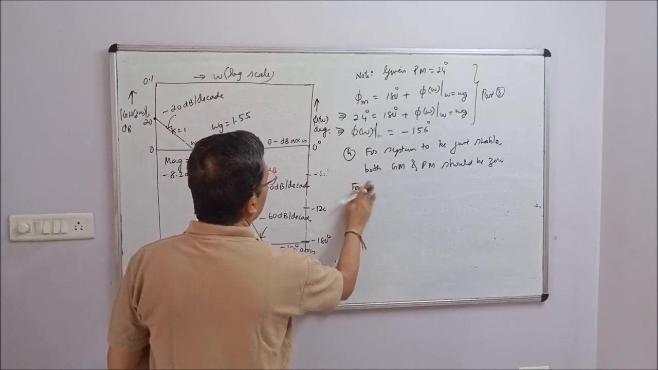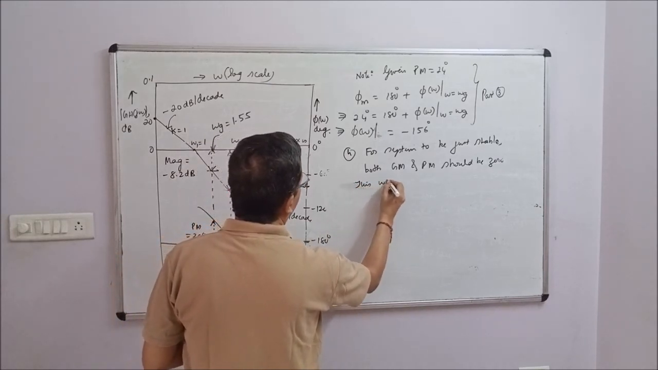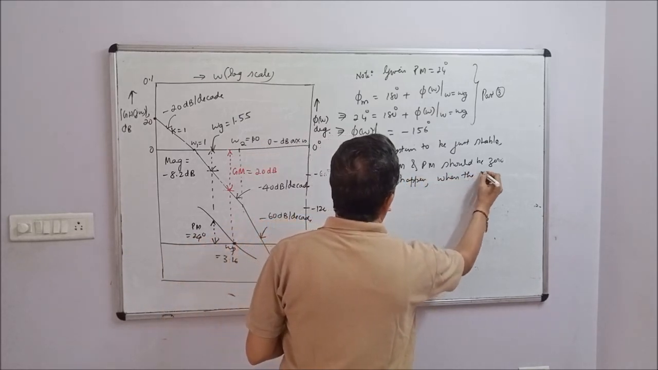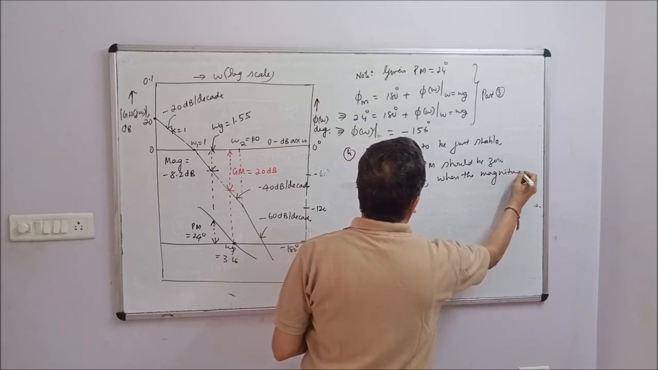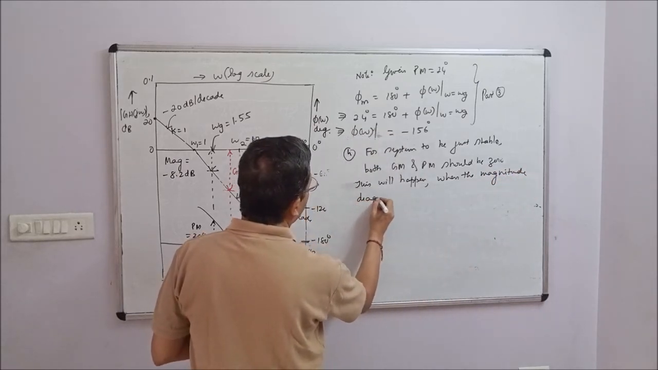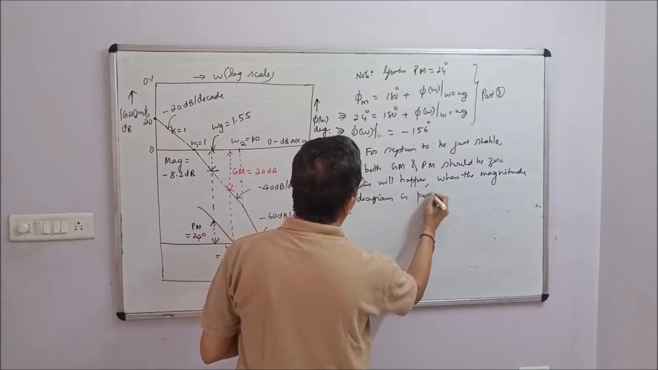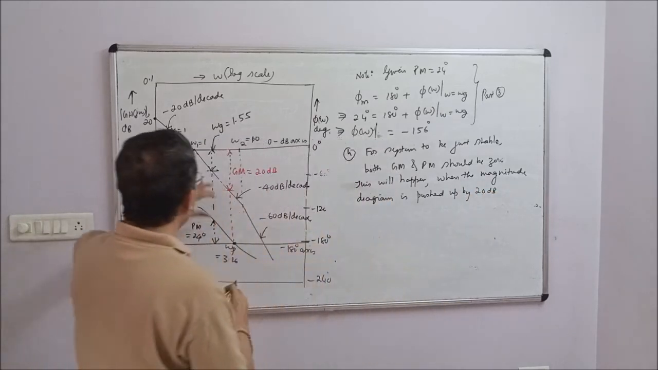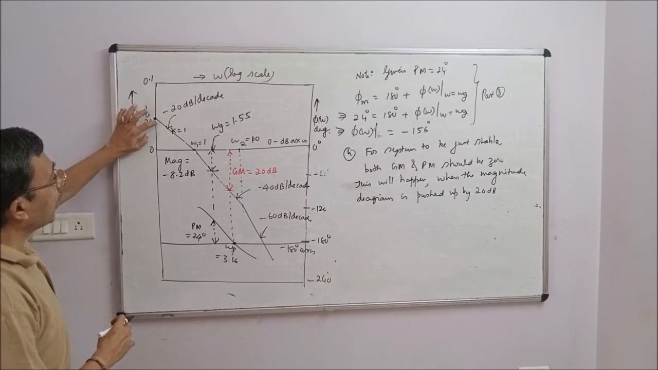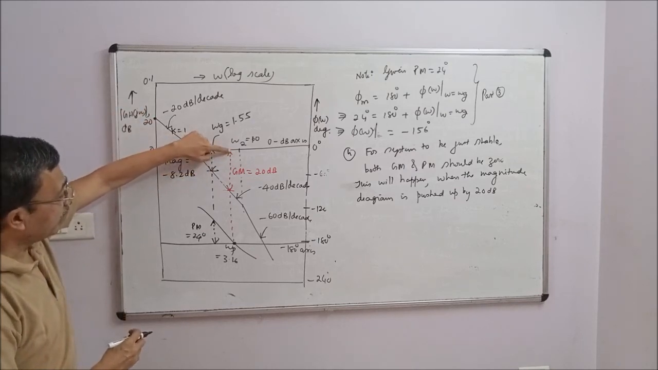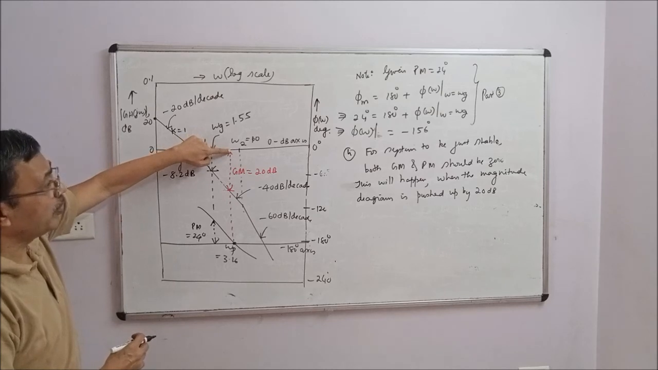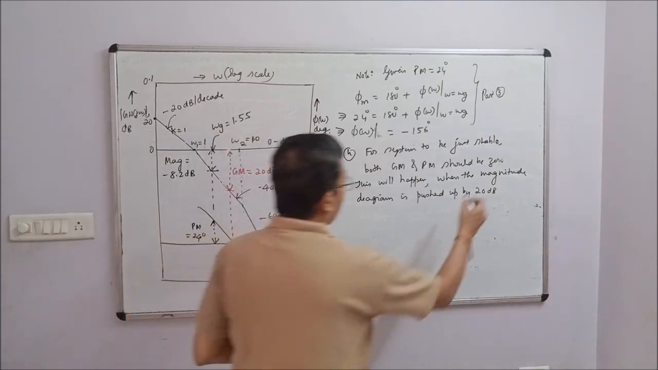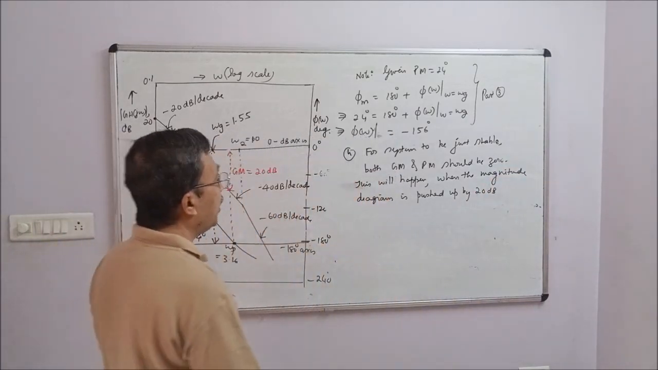For this to happen, this will happen when the magnitude diagram is pushed up by 20 dB. See, when you push this magnitude diagram by 20 dB, the magnitude diagram will cross 0 dB axis at this point. In that case, both GM and PM will be 0. So what I have written, for a system to be just stable, both GM and PM should be 0. This will happen when the magnitude diagram is pushed up by 20 dB.